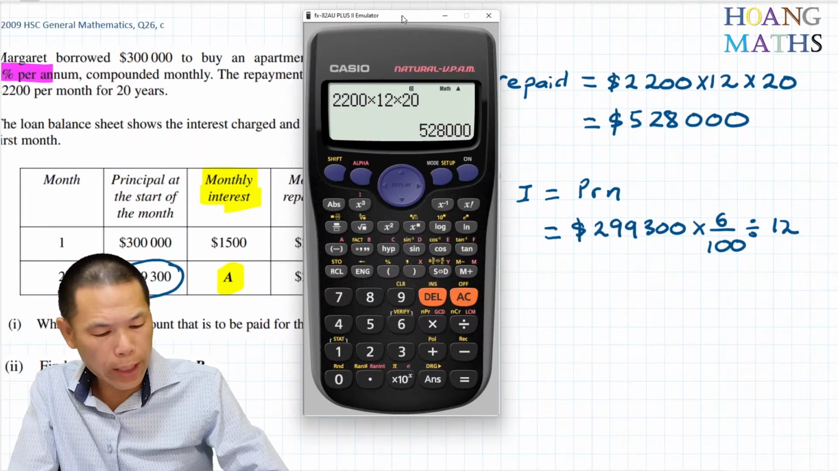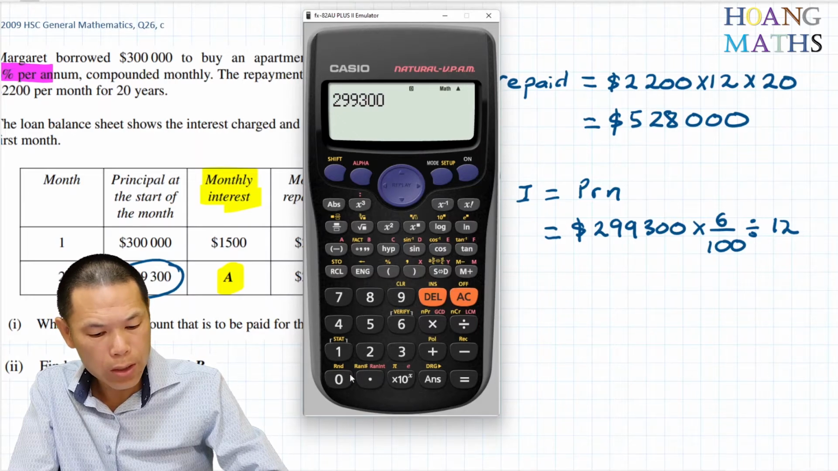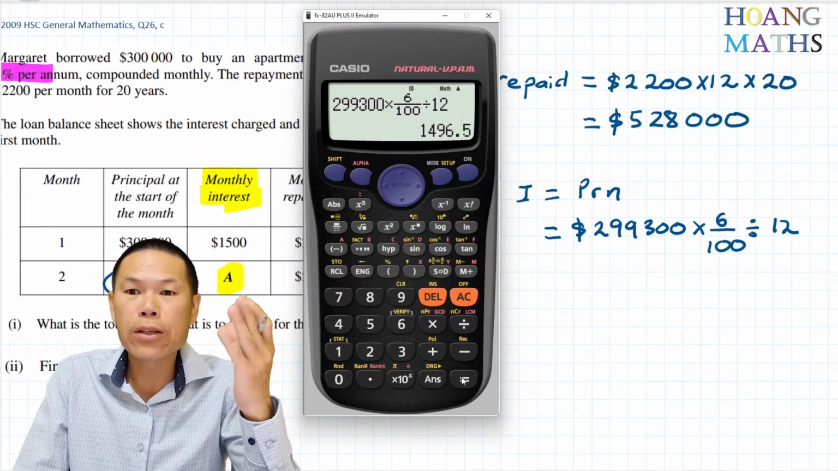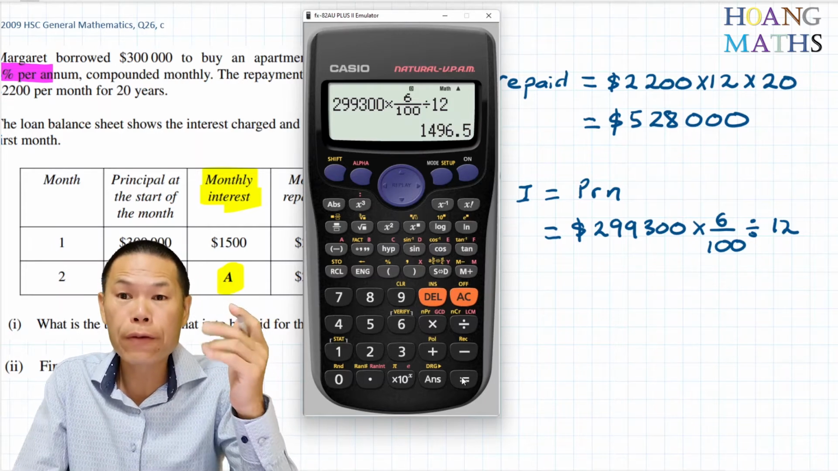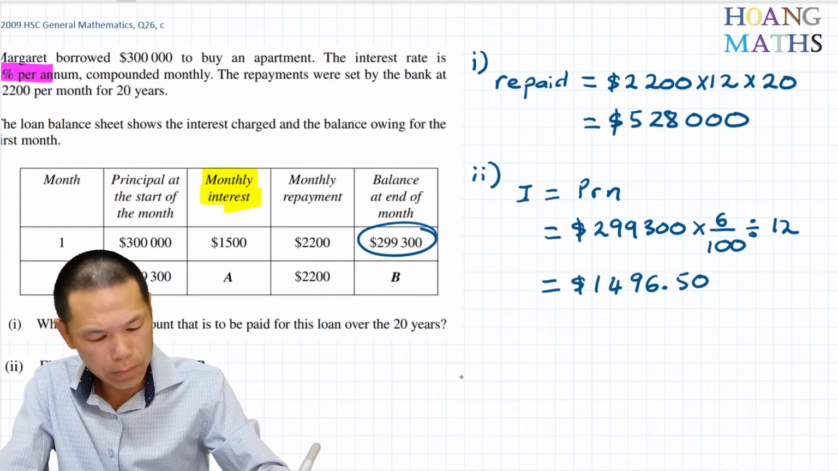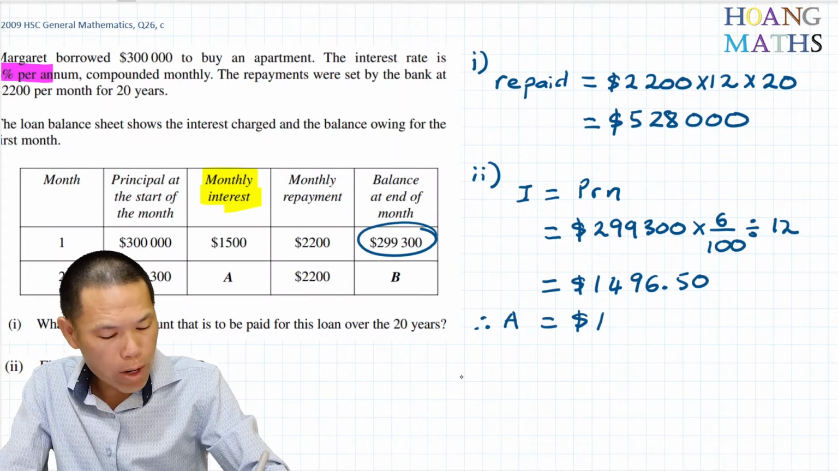Now I just put it in a calculator. 299,300 times 6%, and then we just divide by 12 or times 1/12. So $1,496.50. Equals $1,496.50. So therefore, A is equal to $1,496.50.